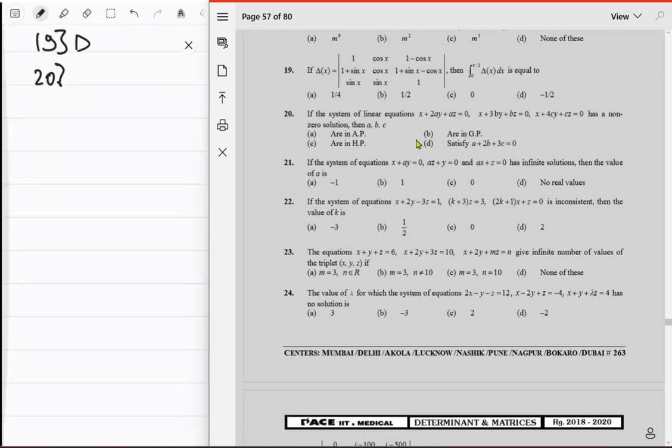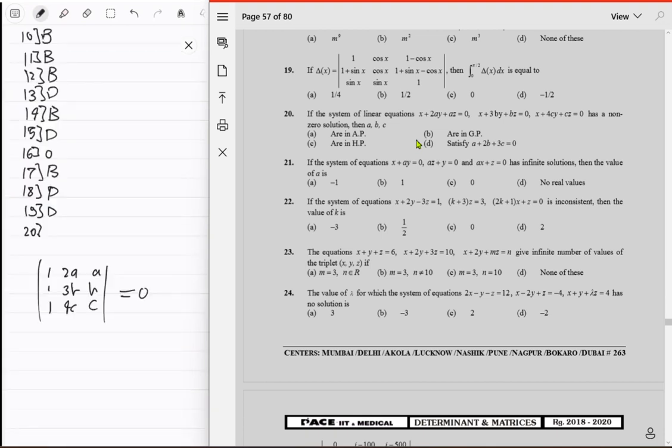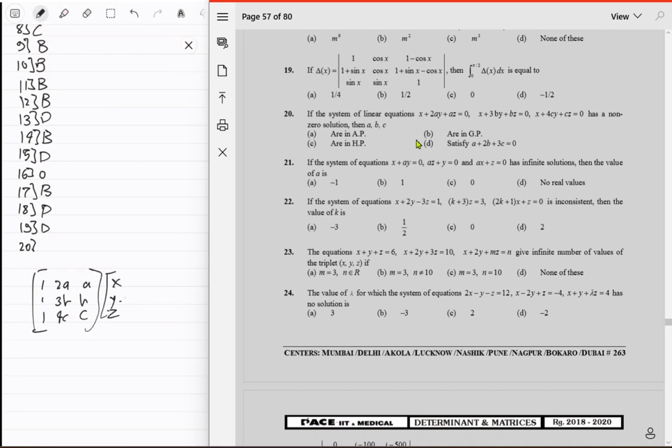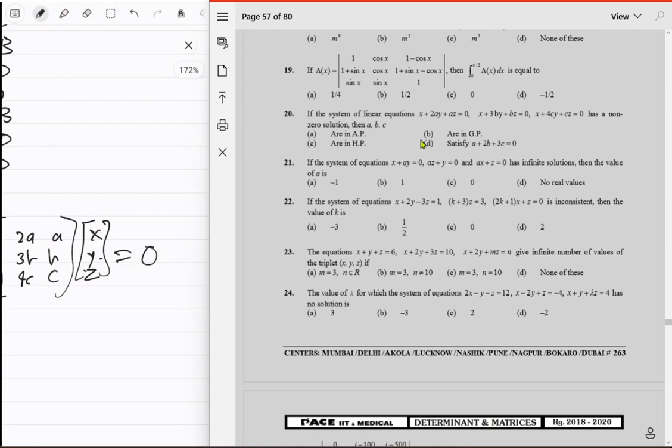Oh, fine, got it. So this is like this thing. 1, 1, 1. This is 2a. This thing is 3b. That's just 4c. A, b, and then you got c over there. Well, this determinant must be 0 because when you use this thing as a matrix, on x, y, z, that gives you 0, right? Exactly. So this has two solutions. So 0, 0, 0, that's one solution, right?